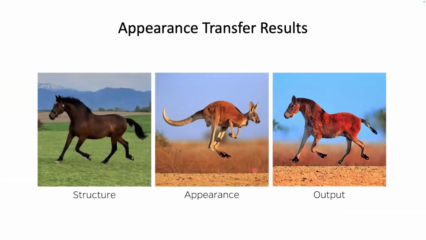Okay, so now to the fun part. Let's see some results. This method, of course, works not only with giraffes and zebras; you can see here an example of a horse and a kangaroo. Note that here the pose of the horse and the kangaroo is different. And even though the pose is different, we're able to find the semantic correspondences between these 2 animals and transfer the appearance.